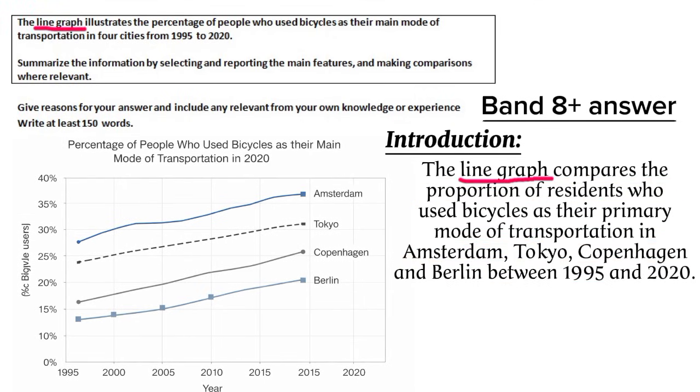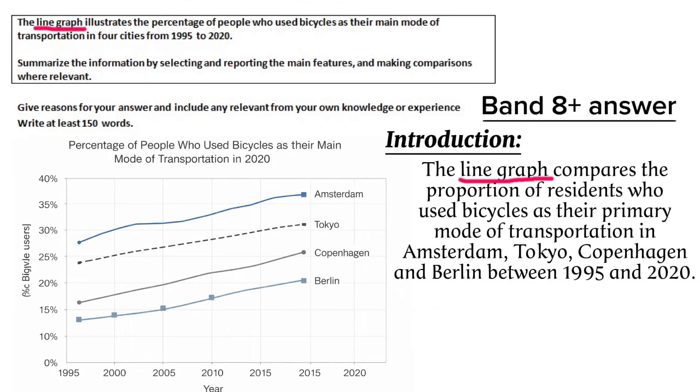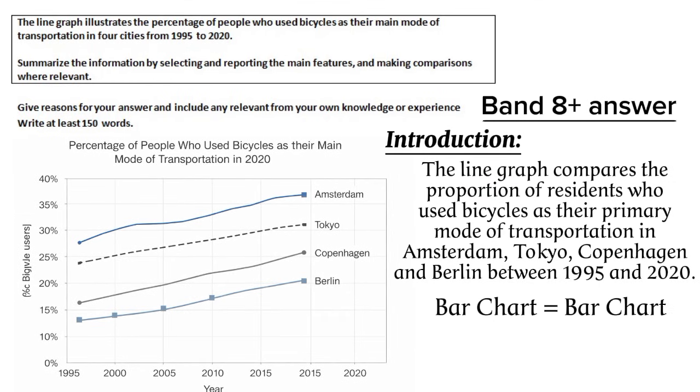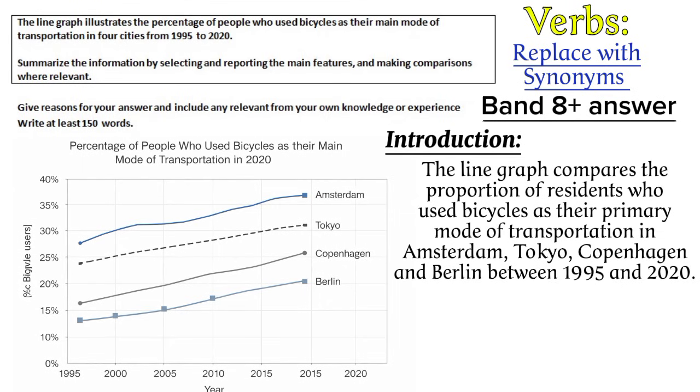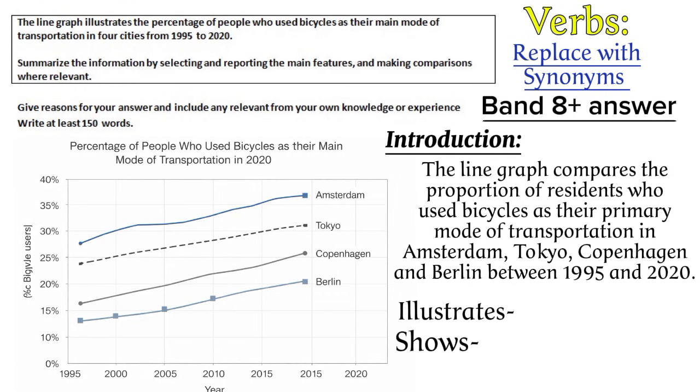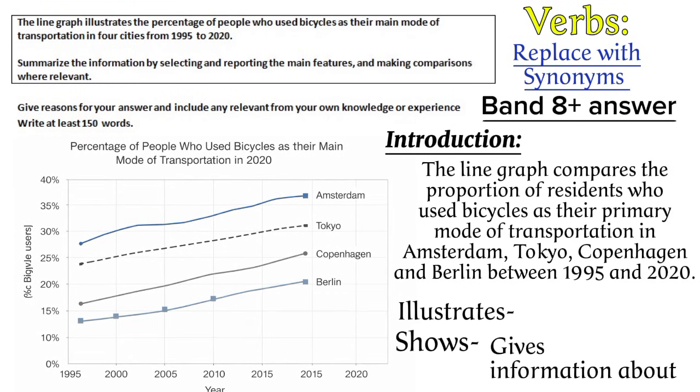As you see, the first 2 words were kept the same. I didn't change the line graph. And you should never ever change the type of your graph because it will lose the meaning if you do so. So if you have a bar chart, keep the bar chart, and for a pie chart, keep the pie chart. After that come verbs, and verbs can always be replaced with synonyms. So it's a very good idea to paraphrase the verb. Instead of illustrates, you can use shows and gives information about. There are many synonyms, but these 3 are enough.